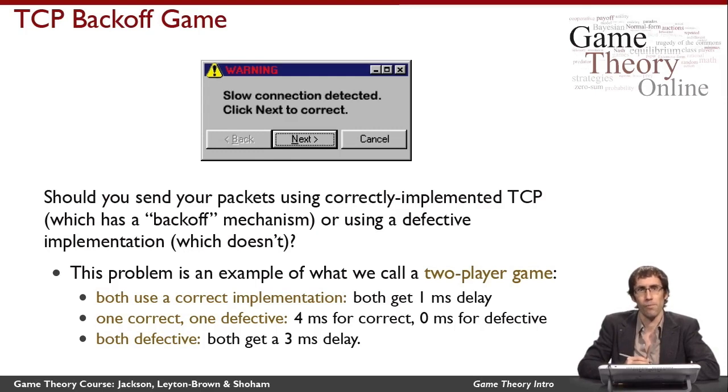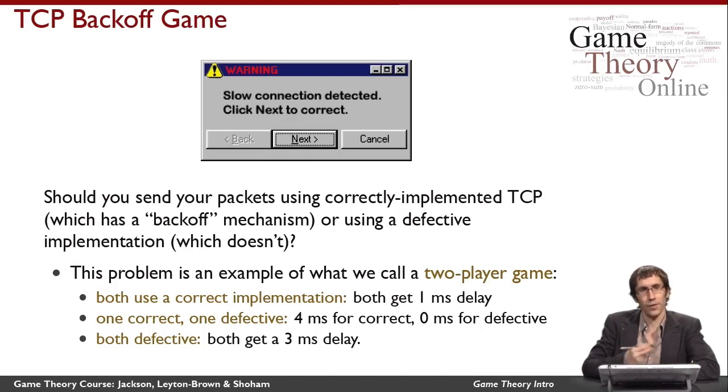You'll have to trust me, but this example scales very naturally to larger numbers of players, and everything interesting about it would remain true. So in the two-player case, we have a question of whether each of the players should use a correct implementation, whether one of them will use a correct implementation and the other one a defective implementation, or whether both of them will use defective implementations. So we need to say what happens in order to analyze this. Let's say that when both players use correct implementations, they both experience a delay of 1 millisecond.